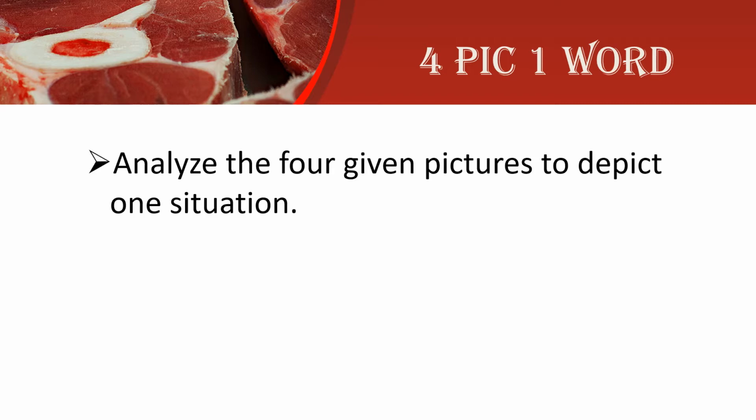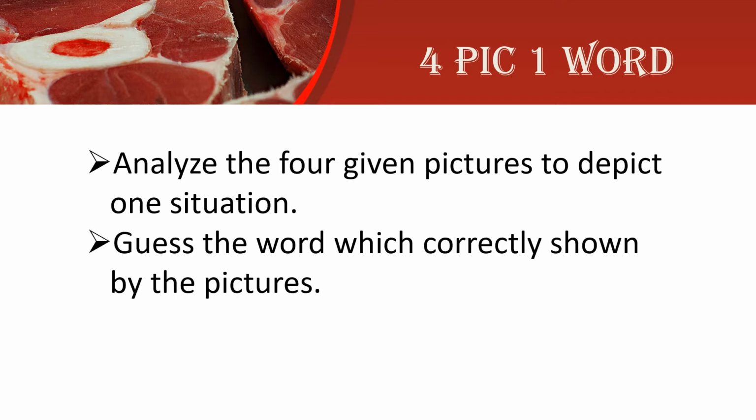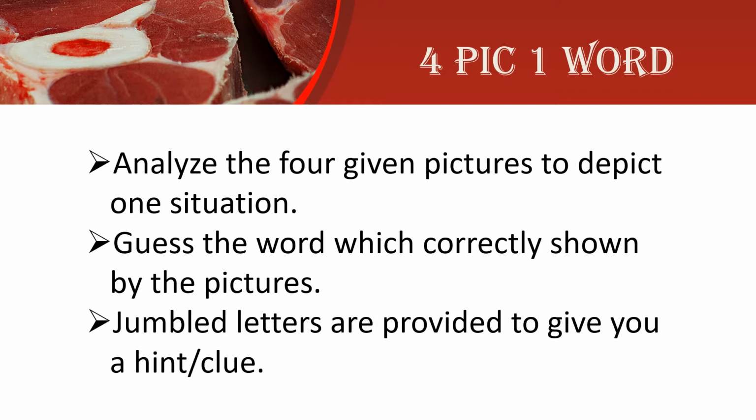Before we start, let us play one familiar game which is called 4 Pick 1 Word. Here are the mechanics of the game. First, analyze the 4 given pictures to depict one situation. Second, guess the word which is correctly shown by the pictures. And the last one, jumbled letters are provided to give you a hint or clue. Are you ready, class? Let the game begin.